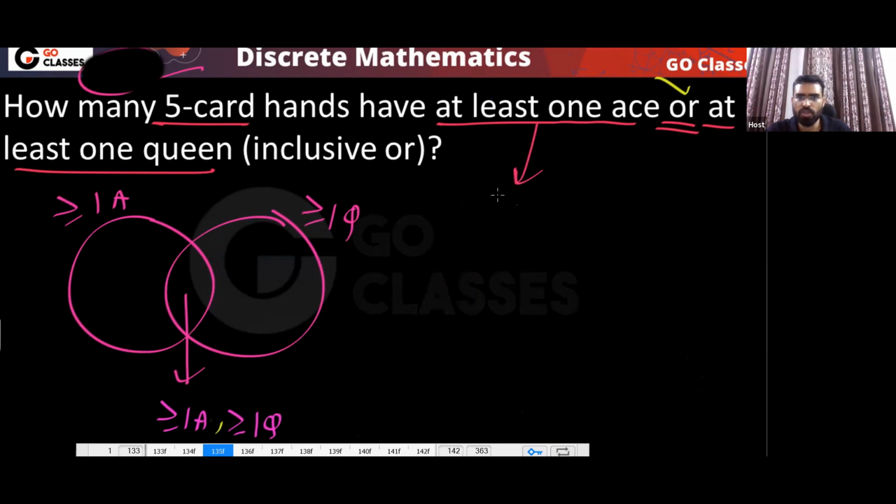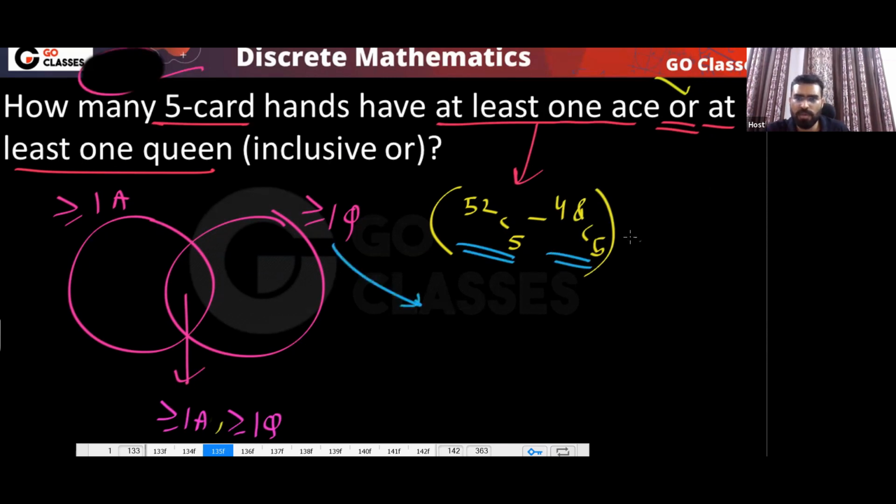Now, what should be the correct answer? The correct answer for at least one ace will be total, 52 C5, minus when you don't have an ace, 42 C5. From total you remove when you don't have any ace. Similarly, at least one queen, what will that be? Same, 52 C5 total minus when you don't have a queen.